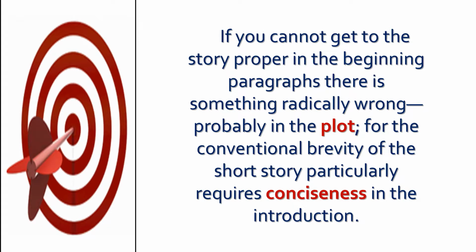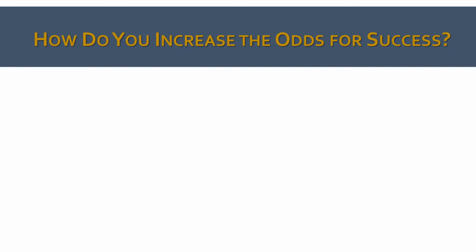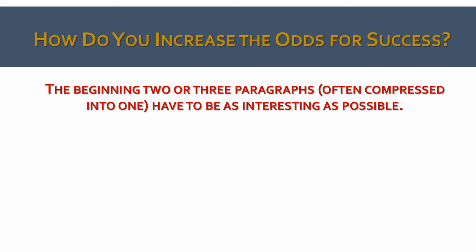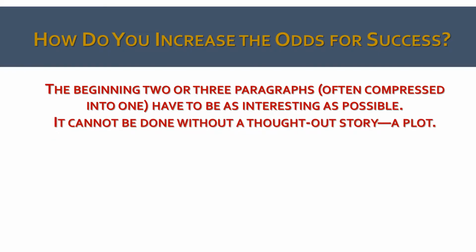If you cannot get to a story proper in the beginning paragraphs, there is something radically wrong, probably not in the plot, for the conventional brevity of the short story particularly requires conciseness in the introduction. How do you increase those odds for success? The beginning 2 or 3 paragraphs, often compressed into one, have to be as interesting as possible. It cannot be done without a thought-out plot.